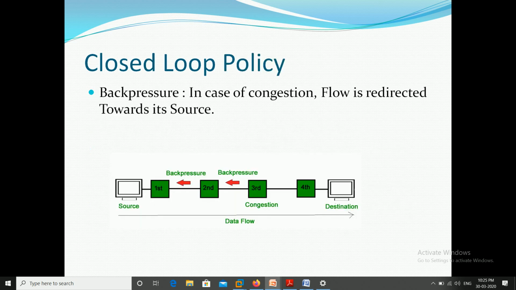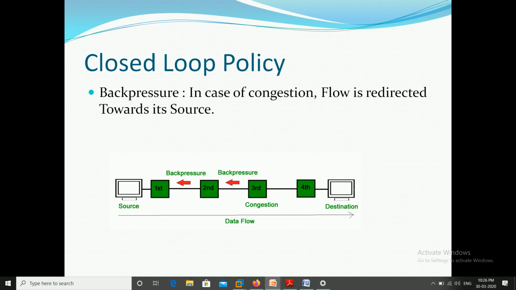Okay, closed loop policy. Closed loop policy we have already discussed. One is prevention, another one is cure. In the medical field, prevention and cure. Prevention means we are going to prevent the disease. Cure: the disease is there, now we have to take the cure of it. If something happens, then we need to make all the things right. Now, first thing, we have the back pressure.